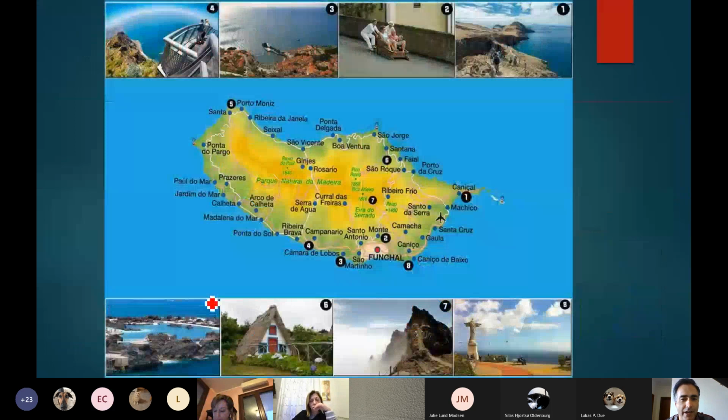Yes, I can. This is our island. Funchal, where the school is, is over here. And the island has lots of points of interest. Some of them are very, very funny. But we have beautiful landscapes, and the sea all around us is marvelous also. And you will see some of them, I hope, when you come to Madeira.